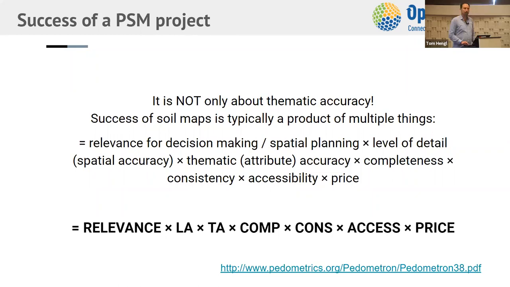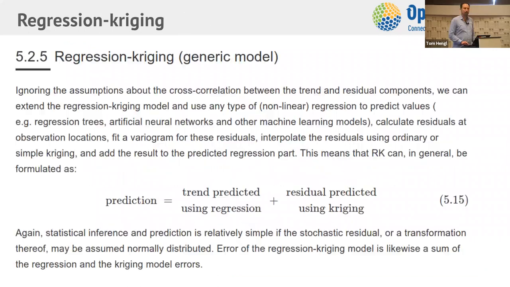Okay, so that was a very generic introduction. Now about regression kriging. In regression kriging, you have this two-type modeling: you do the regression with the feature space, and then you get the residuals, and then you fit the variogram for the residuals. Then you interpolate the residuals and you add them to the predicted trend. That's why we call it regression kriging, because it's two modeling steps.